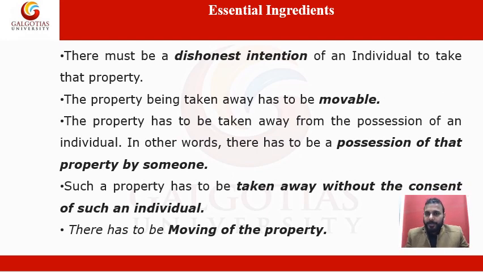Now we'll move to the gist of the ingredients. The very important thing: there are five essentials or five ingredients of theft. The very first essential is dishonest intention. Second, movable property. Third is taking that property from the owner. Fourth is from the possession of any person without consent. And the fifth one is moving. You are taking the property and moving that property without the permission of the owner.